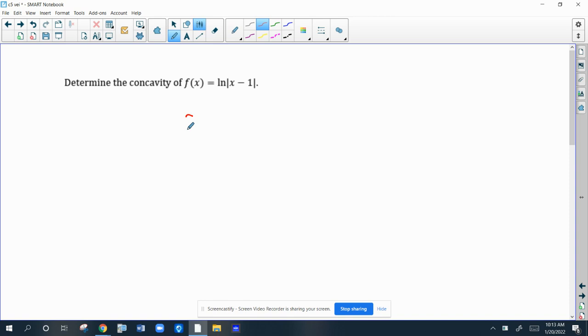So the first derivative, again ignoring those absolute values, is u prime over u. The derivative of x minus 1 is 1 over that. So that's a simple first derivative. For the second derivative, you can use the quotient rule, but I don't like to do that when I have a constant on top. I will use the chain rule.